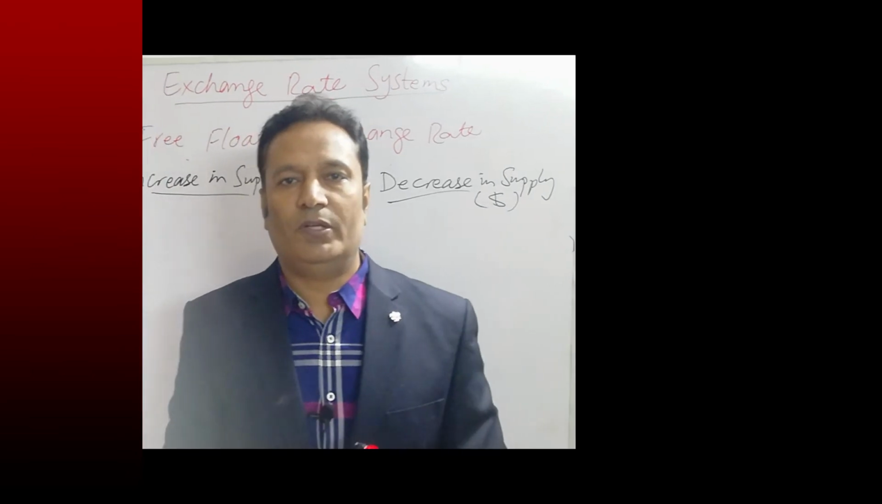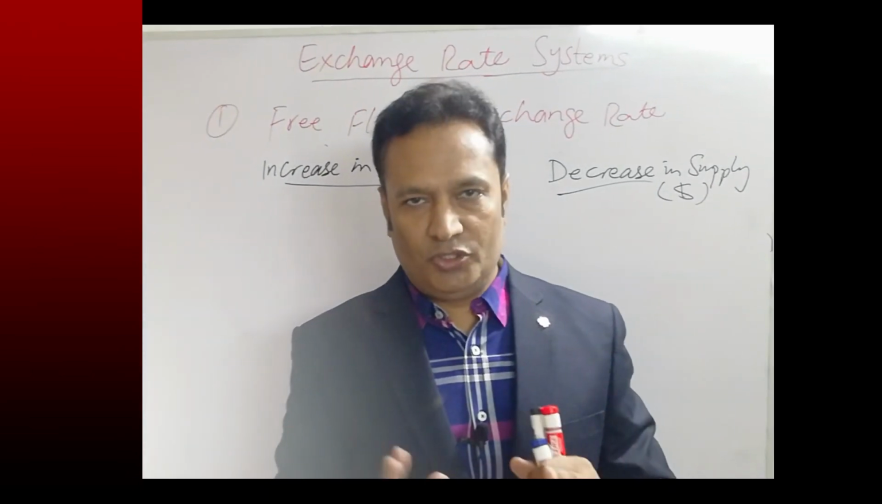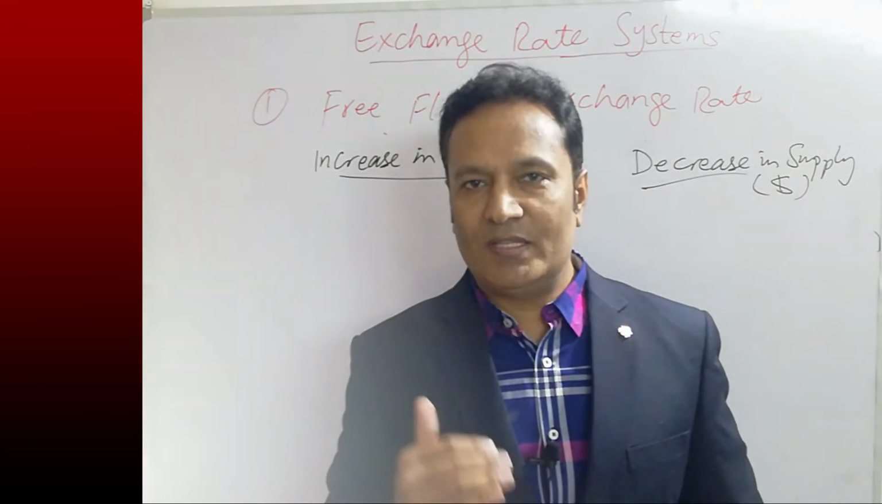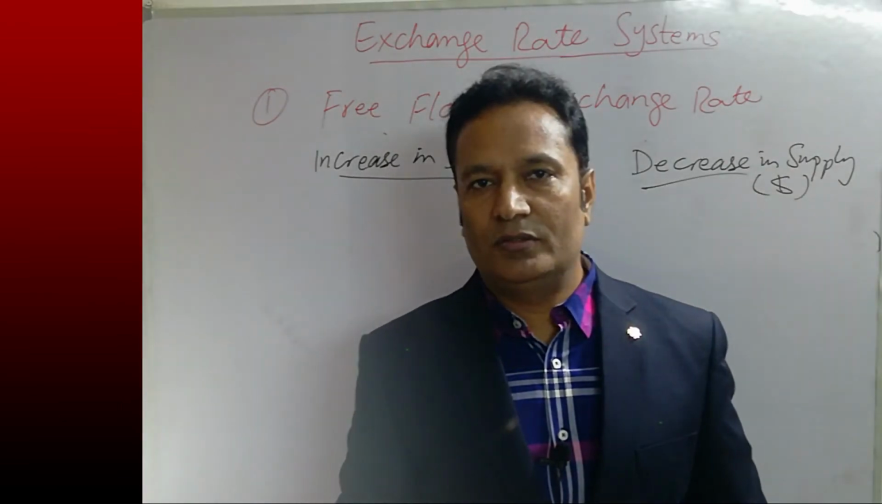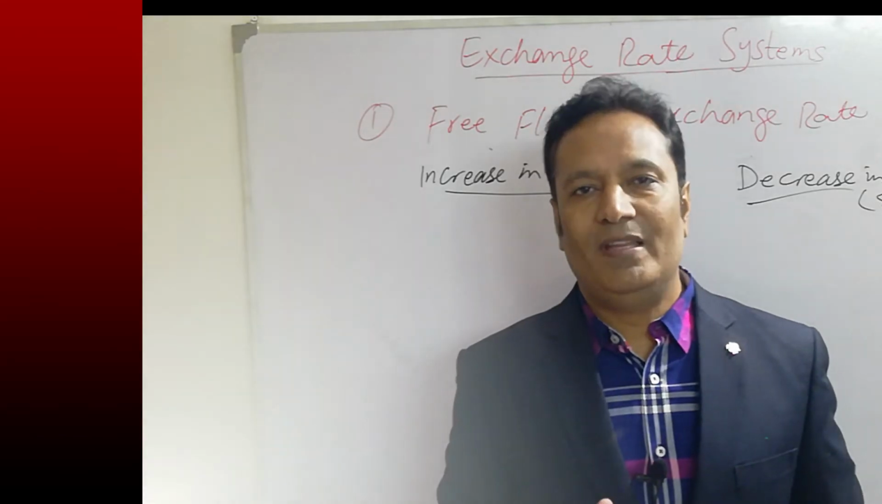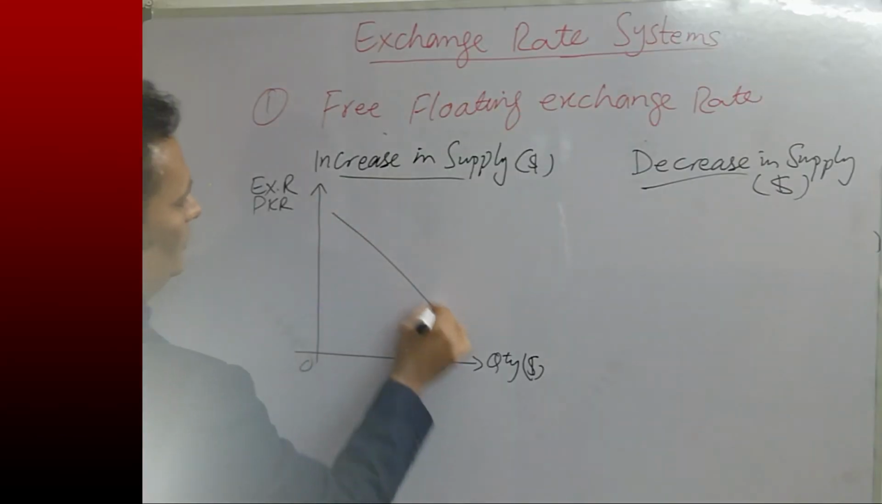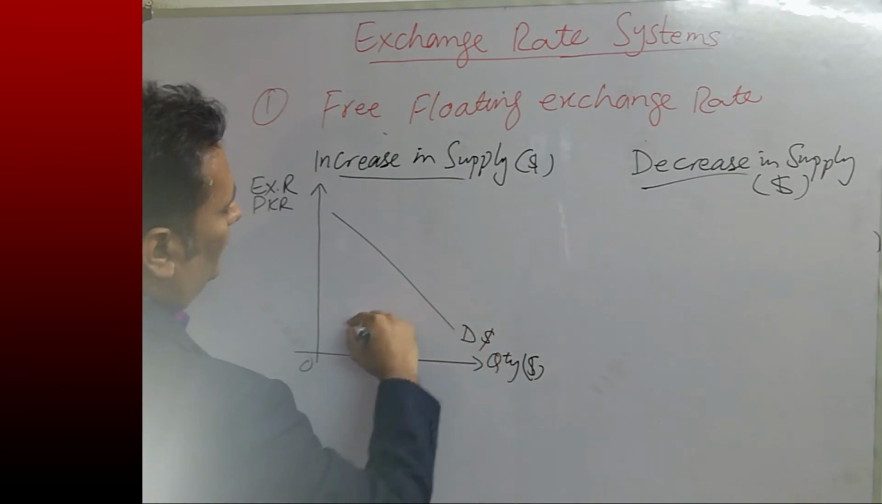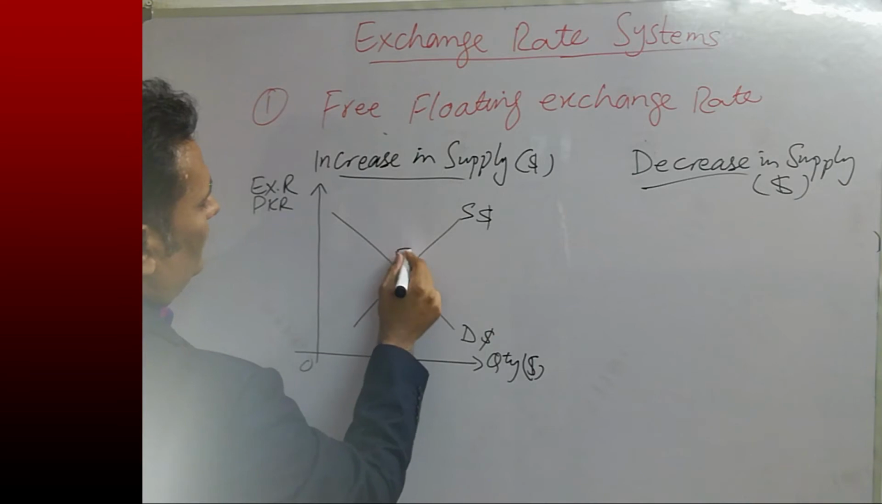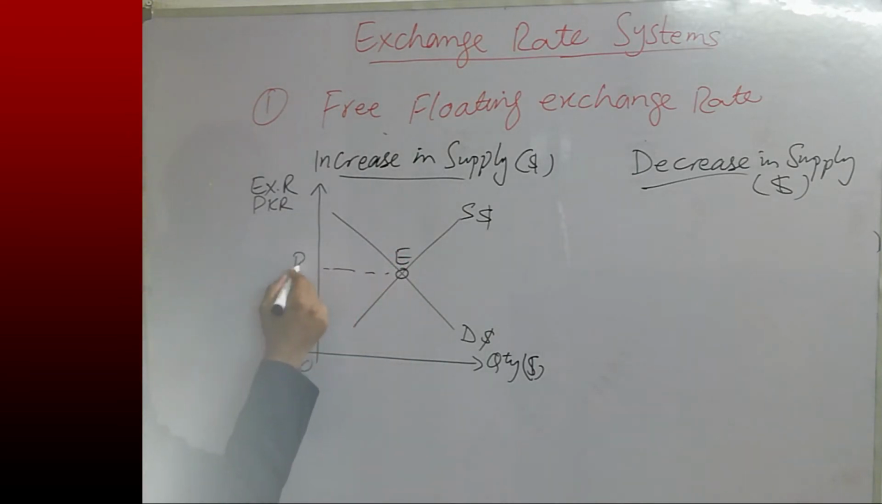Exchange rate of a currency is not only affected by shifts in demand curve for that currency, rather it also changes with the changes in supply of that currency. For example, if there is increase in supply of dollar or decrease in supply of dollar, so this is initial demand for dollars curve and this is initial supply of dollars curve. Equilibrium takes place at E, where exchange rate of dollar is 150 rupees, and this much quantity of dollars is traded in the market.